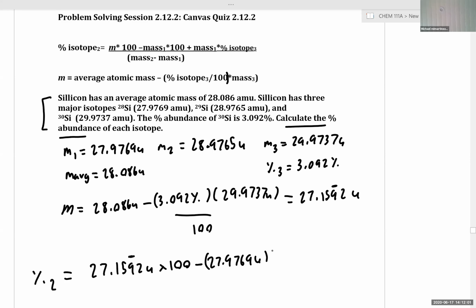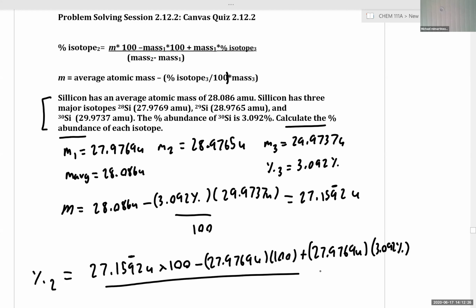Minus the mass of isotope 1, which is 27.9769 AMU times 100, plus the mass of isotope 1, which is 27.9769 AMU times the percentage of isotope 3, which is 3.092%. This is all divided by the mass of isotope 2, which is 28.9765 AMU, minus the mass of isotope 1, which is 27.9769 AMU.